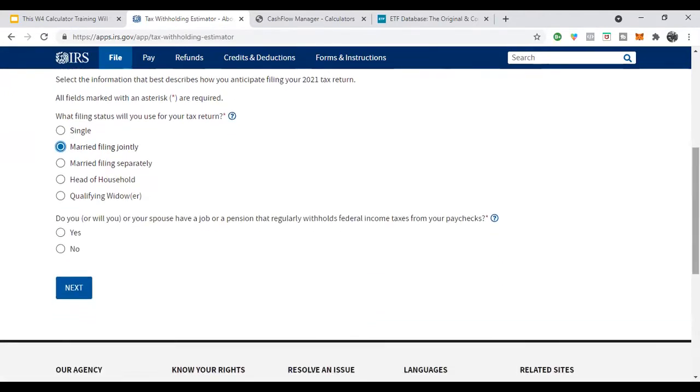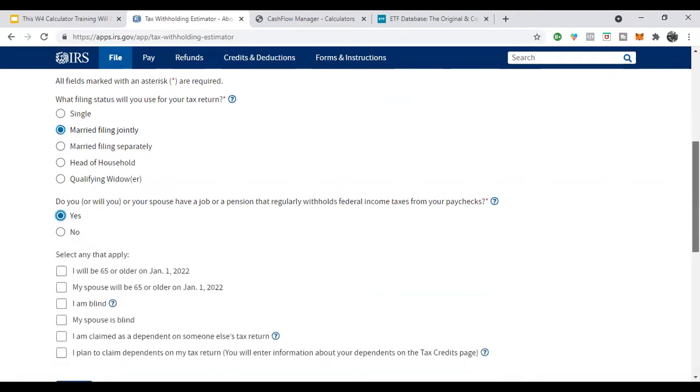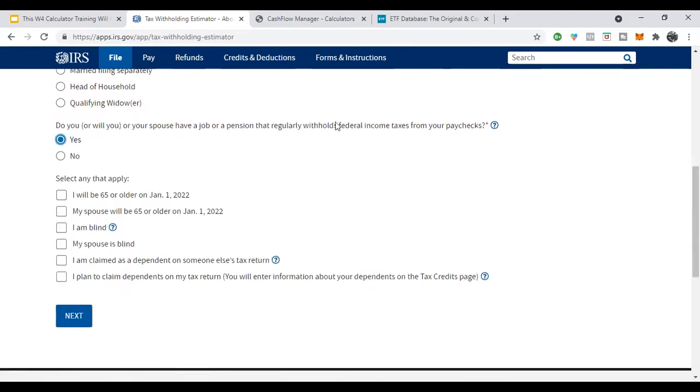So married filing jointly, then it pops up down here. Do you or will you or your spouse have a job or a pension that regularly withholds federal income taxes from your paycheck? So the answer is yes. This job will take out money regularly in the form of federal expenses. Select any that apply. We'll leave this blank, just like we did in the initial example. None of these apply to their scenario. So we'll just click next.